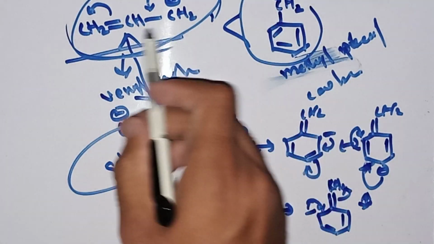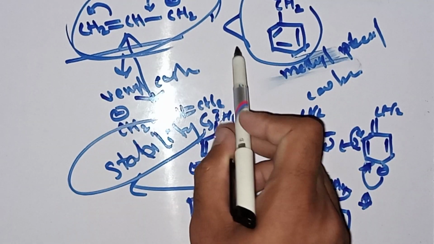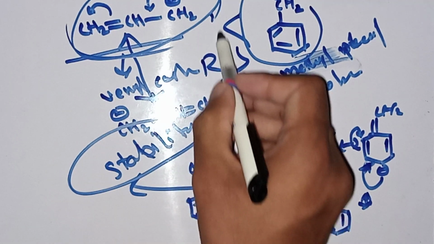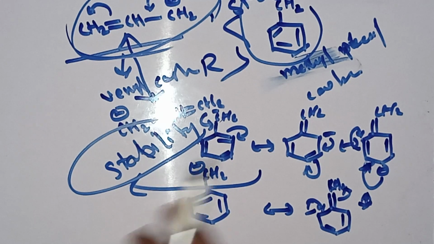Or you can say that vinyl carbanion will be more reactive than phenyl methyl carbanion. Is it clear? That is the stability order. This is the stability of carbanion, the reactivity of carbanion. I hope you are clear very well. These are today's topics.